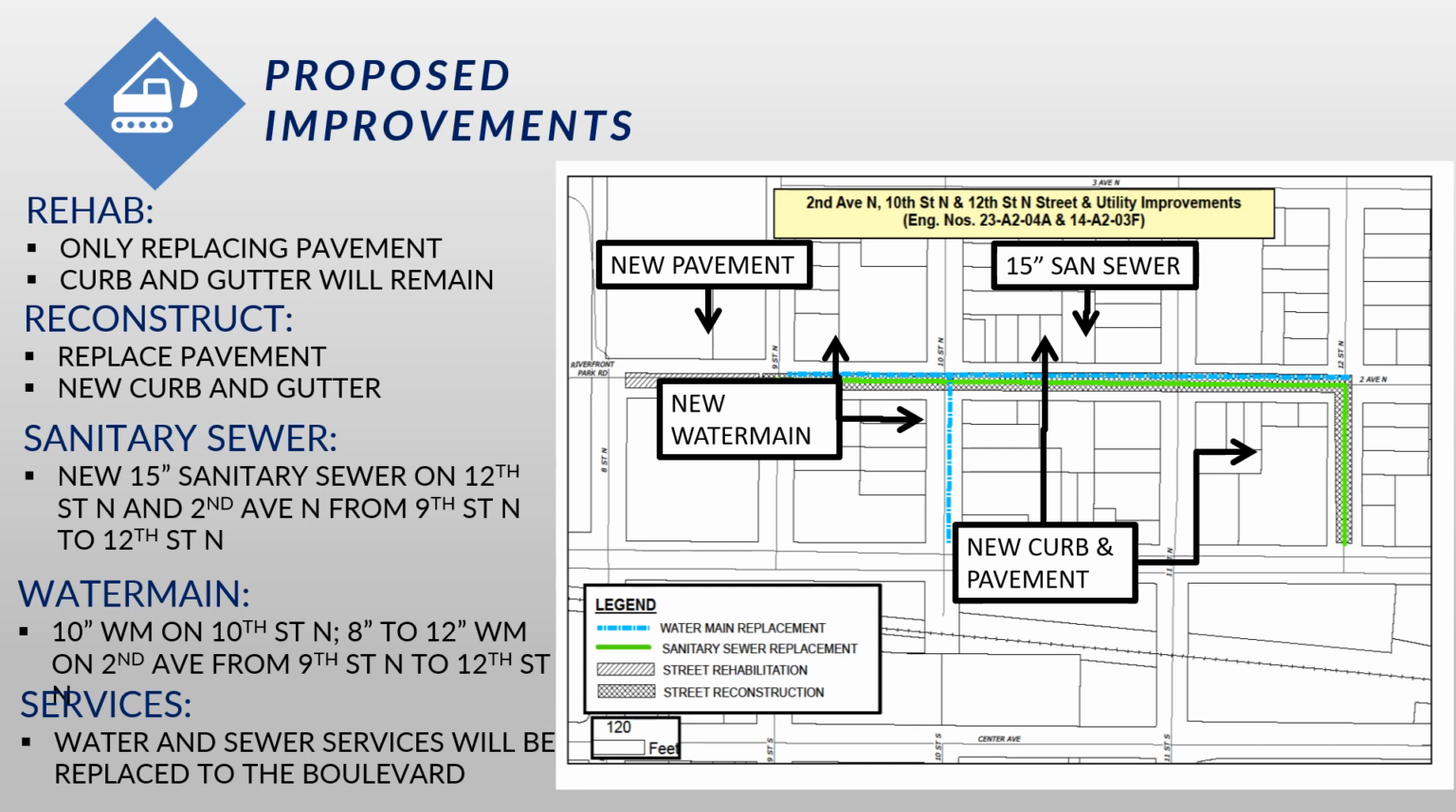This project is more involved, but on average costs about $17 per square foot of roadway. On the other hand, a reconstruction is where we will completely replace the pavement and the curb and gutter. This is the most complex project type that we do and typically costs about $23 per square foot of roadway.